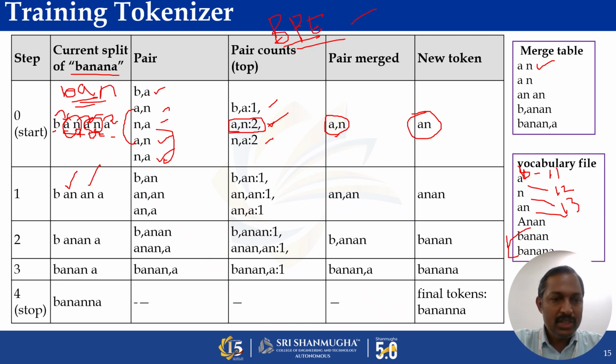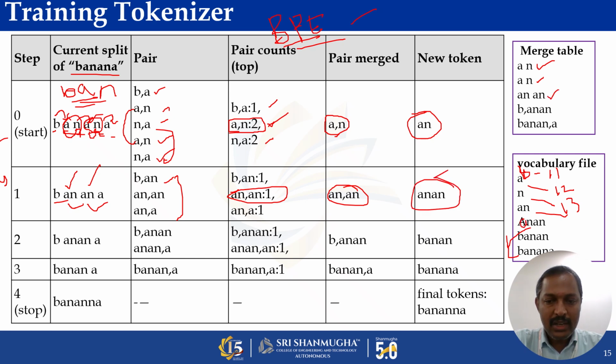Now the process repeats. We find the pairs: B-AN is one pair, next AN-AN, next AN-A. There are three pairs, and we find the pair counts. All three occurred once, so if they are all equal, we can choose any. For example, we choose AN-AN, so these two are going to be merged next. The merged token ANAN is added in the vocabulary file.